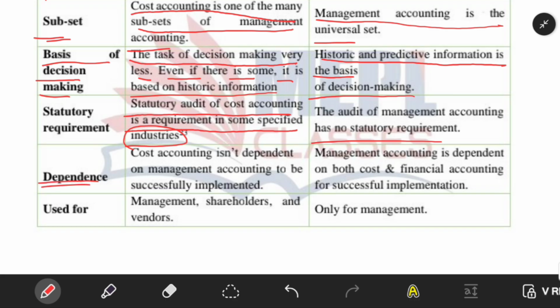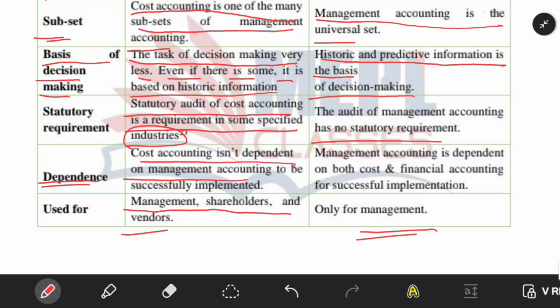Cost accounting is independent of management accounting. Cost accounting works independently. It does not need management accounting, whereas management accounting depends on cost accounting. Cost accounting is used by management but also shareholders, vendors and other stakeholders, whereas management accounting is used by internal management. It is confidential and not shared outside.